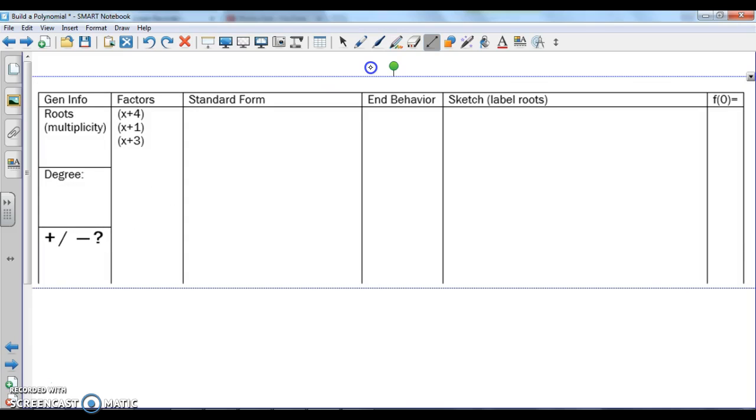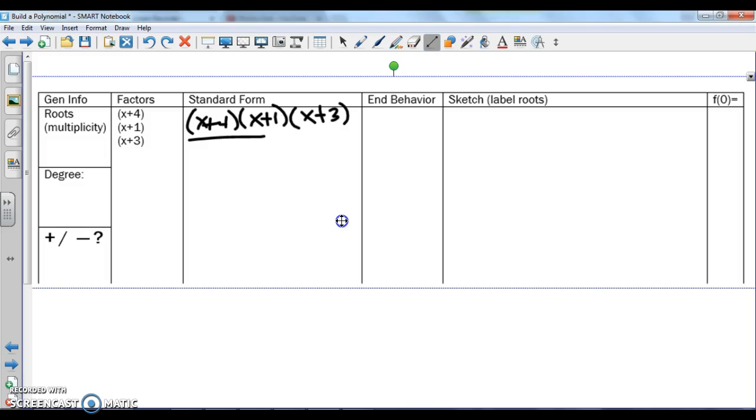Okay, so on number 3, instead of giving you the roots, I gave you the factors. So set this equal to 0 and solve to find all the roots. Now, because none of them are repeated, you're just going to have one of each of them. And when you do standard form and you write all these out, you can only multiply 2 at a time. So I would multiply these two, get the trinomial, multiply it by this one, and you'll get a big long polynomial. Then you'll be able to do everything else.